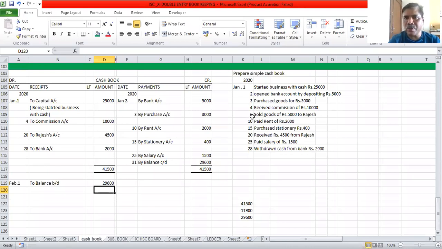That is what I told you. Sold goods of rupees 5,000 to Rajesh. That is goods sold on credit. For that, another subsidiary book is available, which we call the sales book. That we will be studying later. Now you understood this simple cash book? Yes, sir.